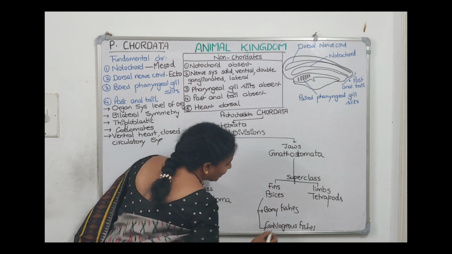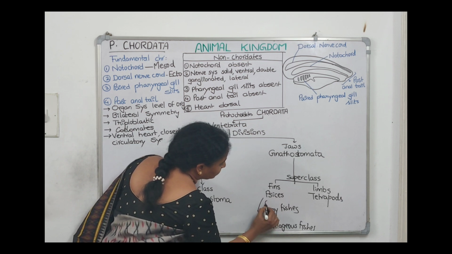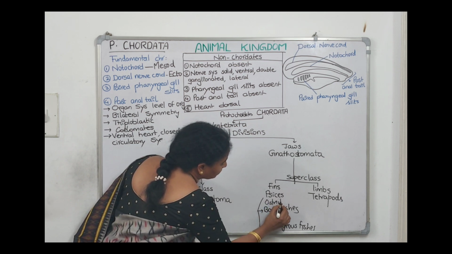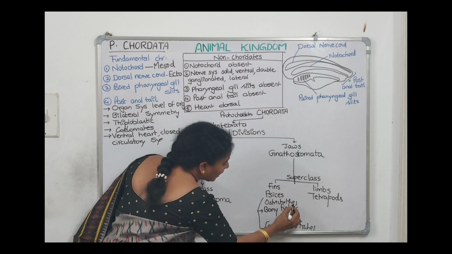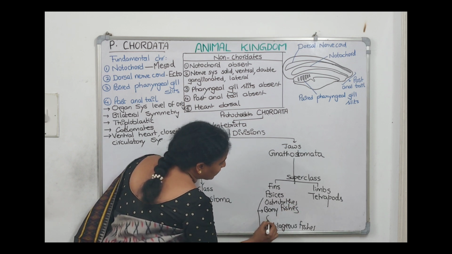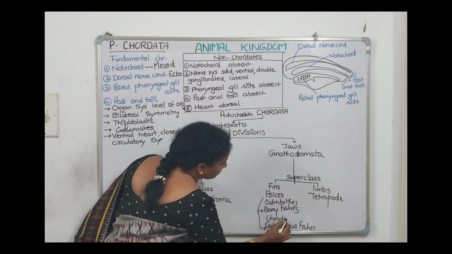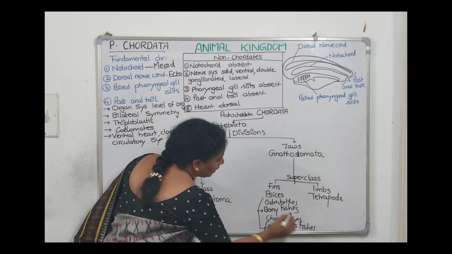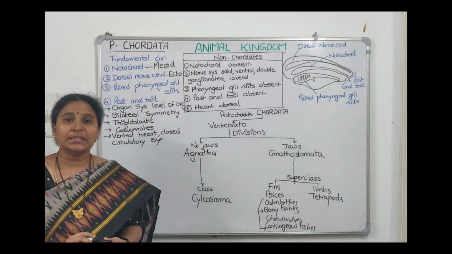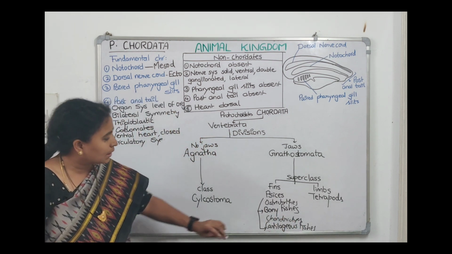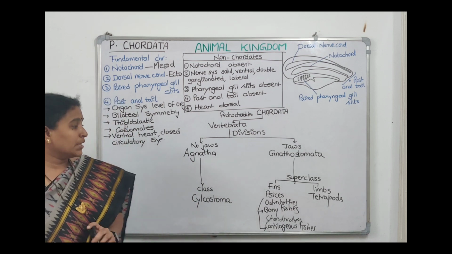Now, bony fishes are called Osteichthyes. Cartilaginous fishes are called Chondrichthyes. So, this is about fishes.